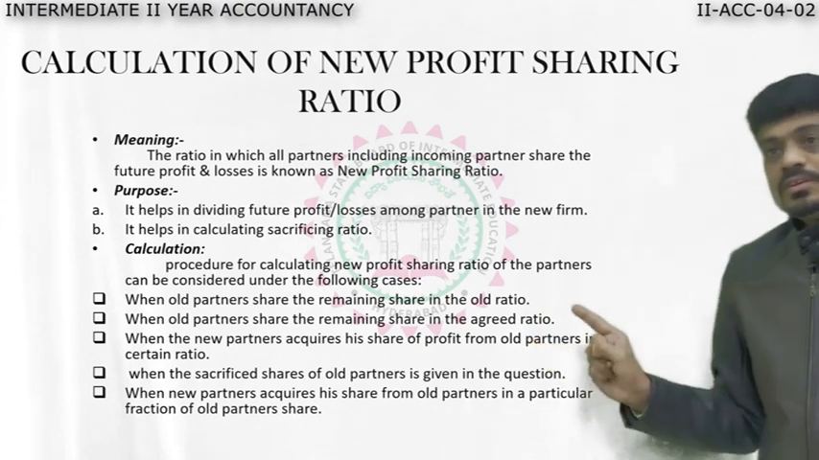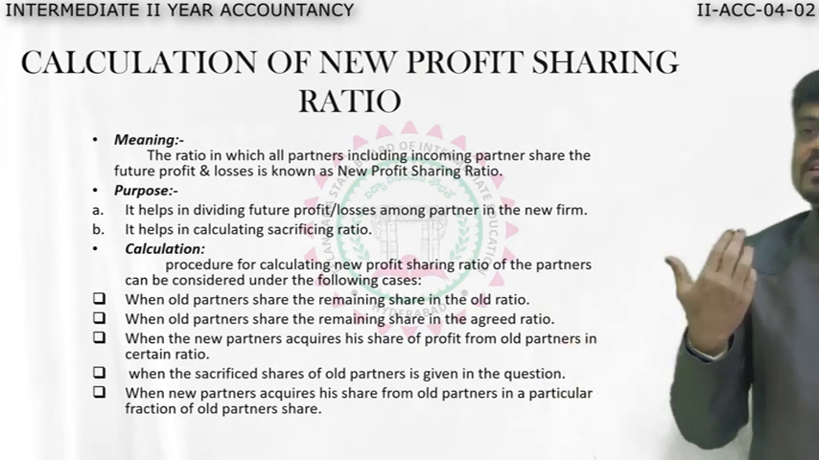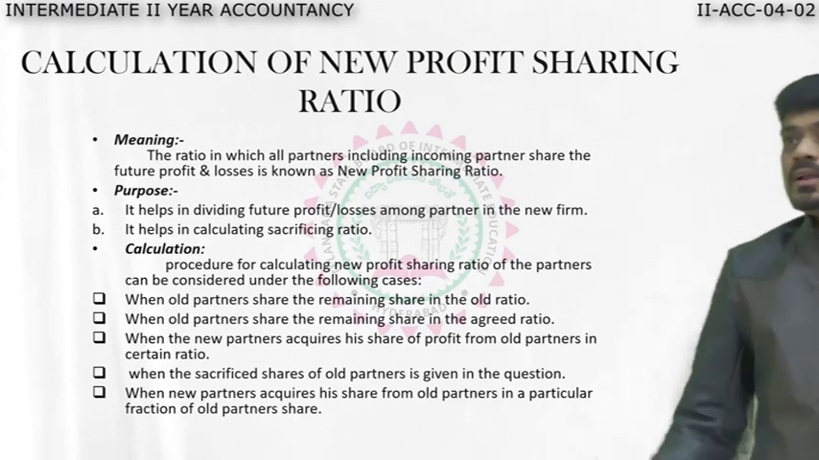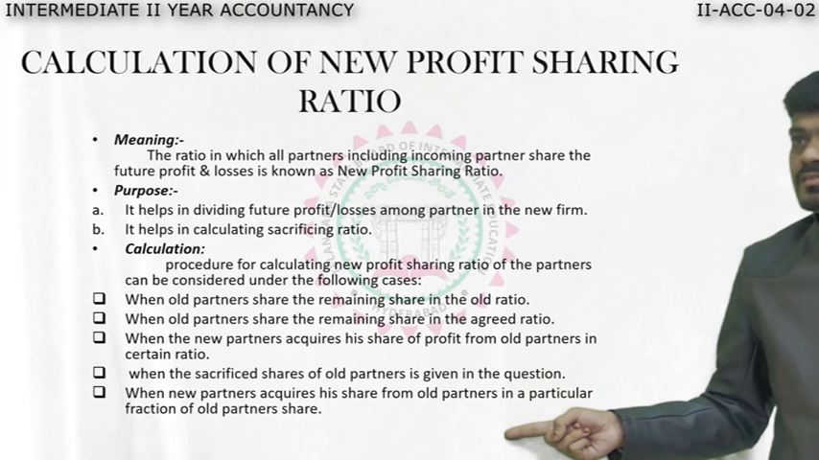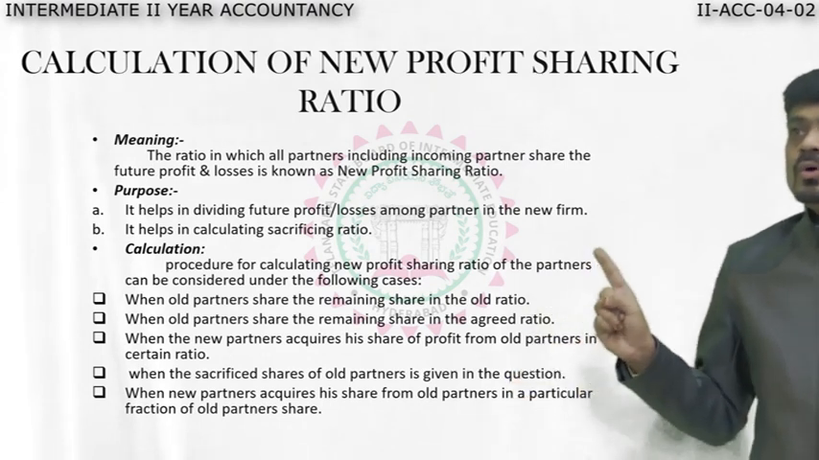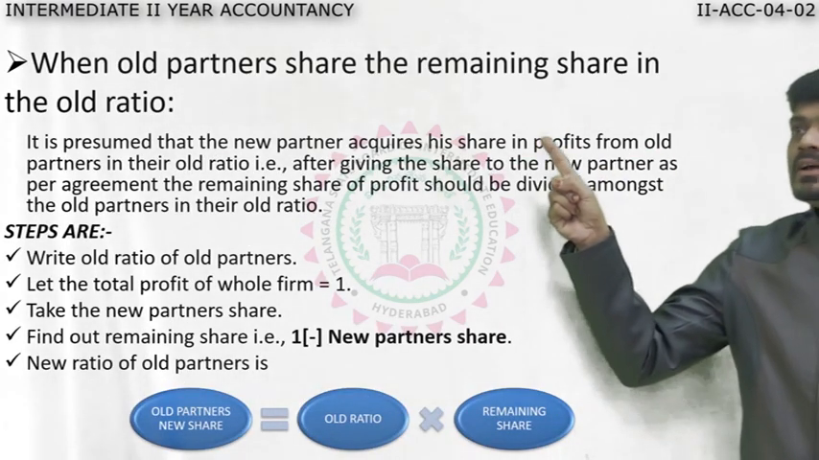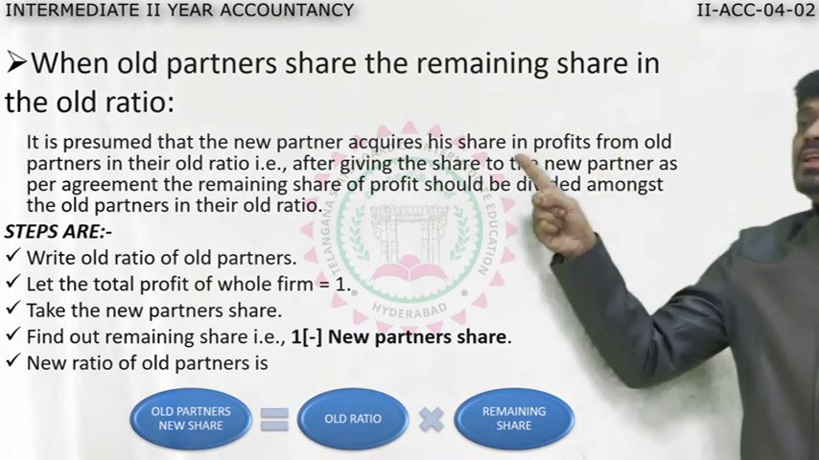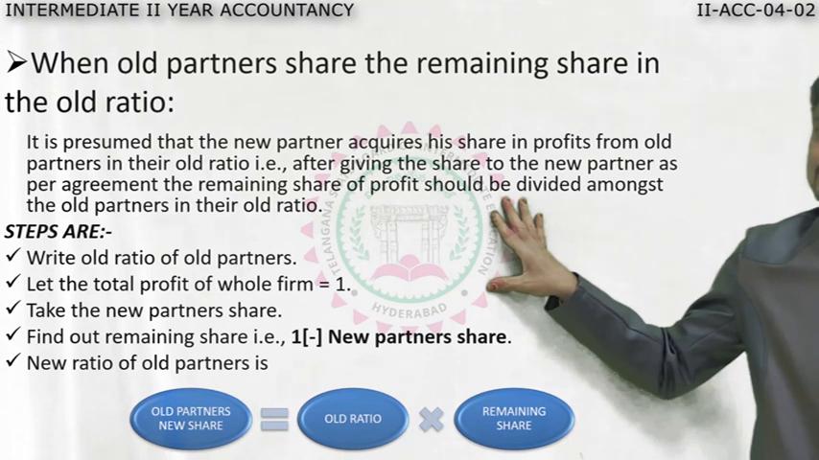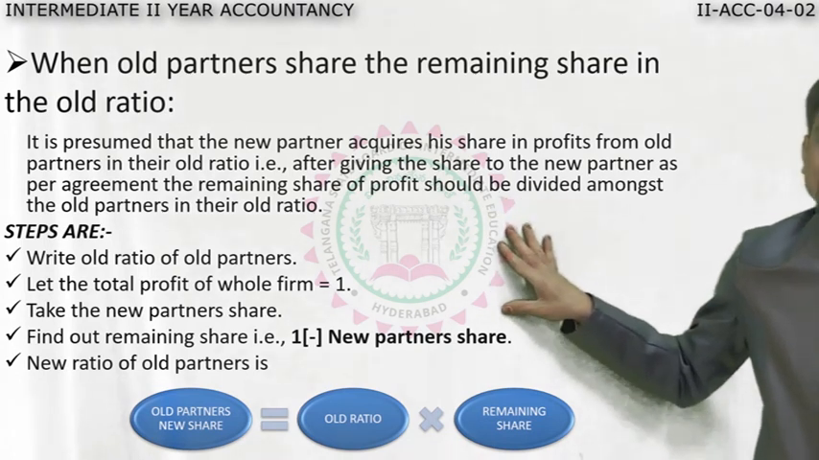Fourth case, we'll see that the old partners sacrifice their share in favor of the new partner. Like that, we have different cases of calculating new profit sharing ratio. So, first case you see here, when old partners share remaining share in the old ratio. This is the most important case for your examination. 100% you are going to get a 2 marks question on this.